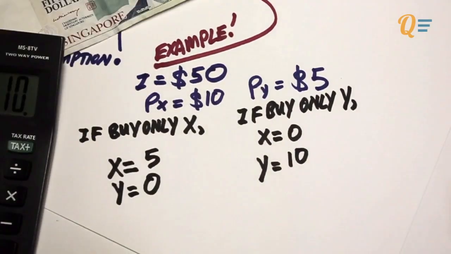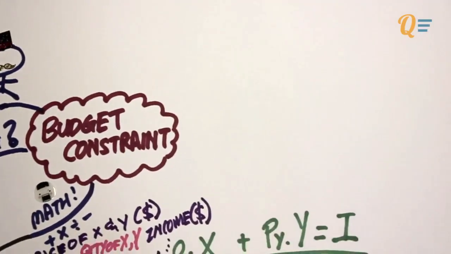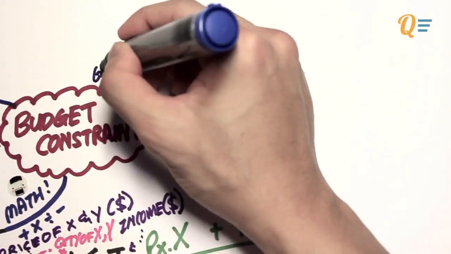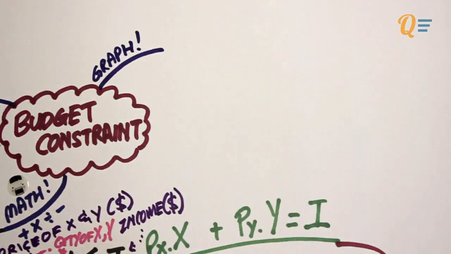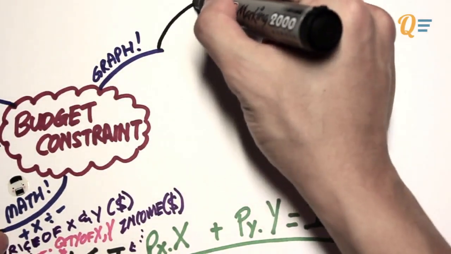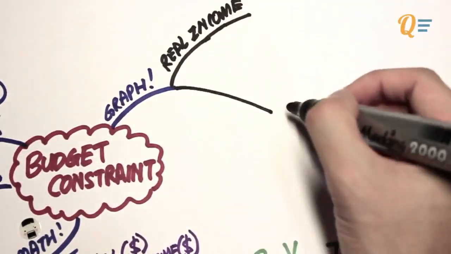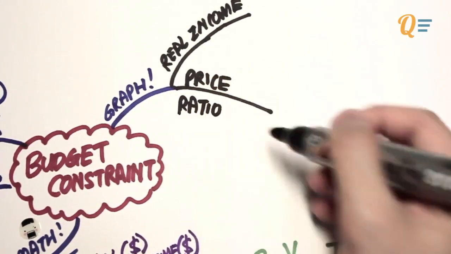So you see, when I spend all my money, this is the amount of stuff I can get. But obviously, I want to have some X and some Y. And I'm going to show you how this can happen using a graph. Before I show you the graphical approach, there are two things you need to understand. First, real income. Second, the price ratio.